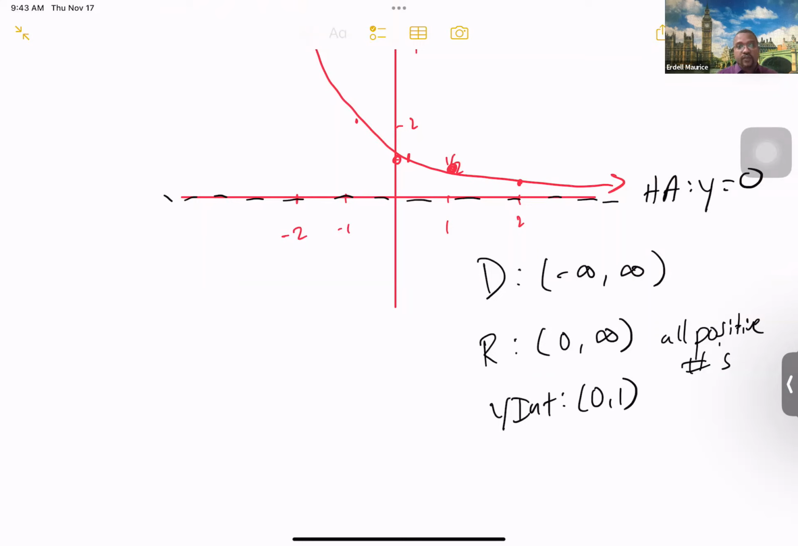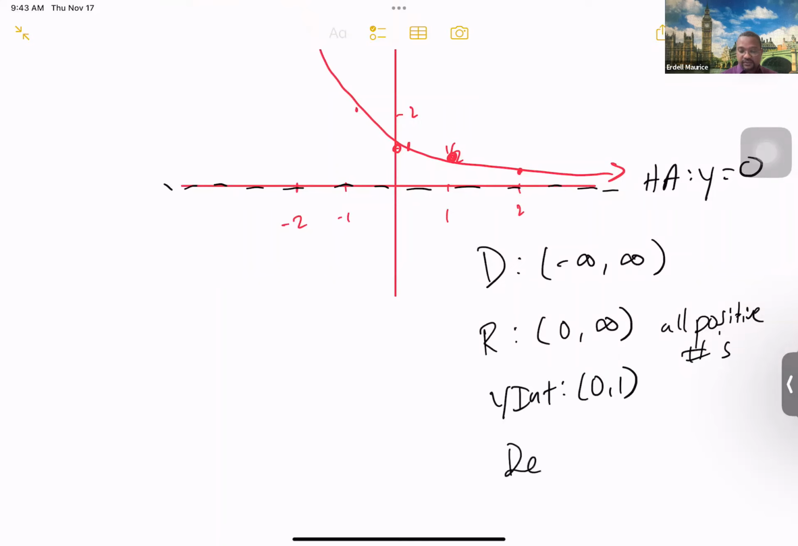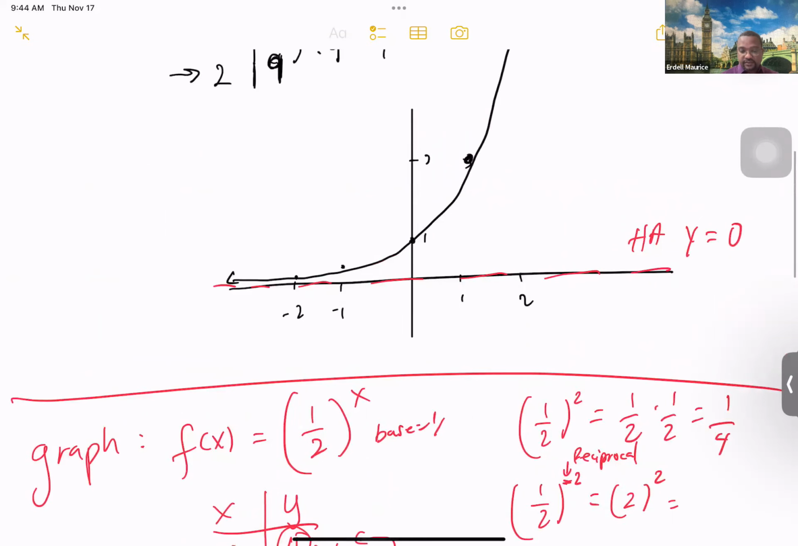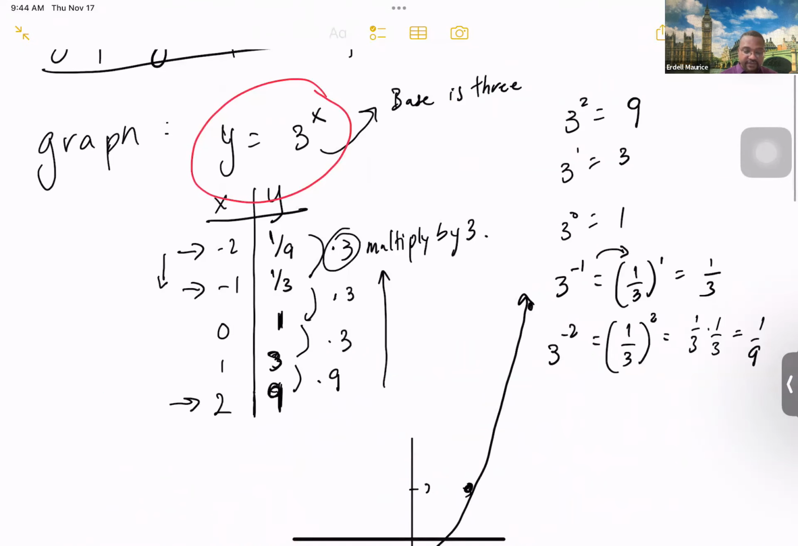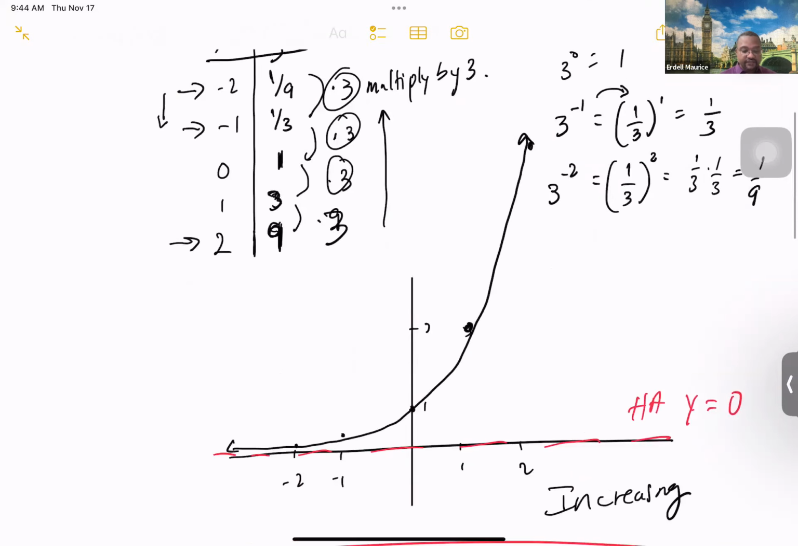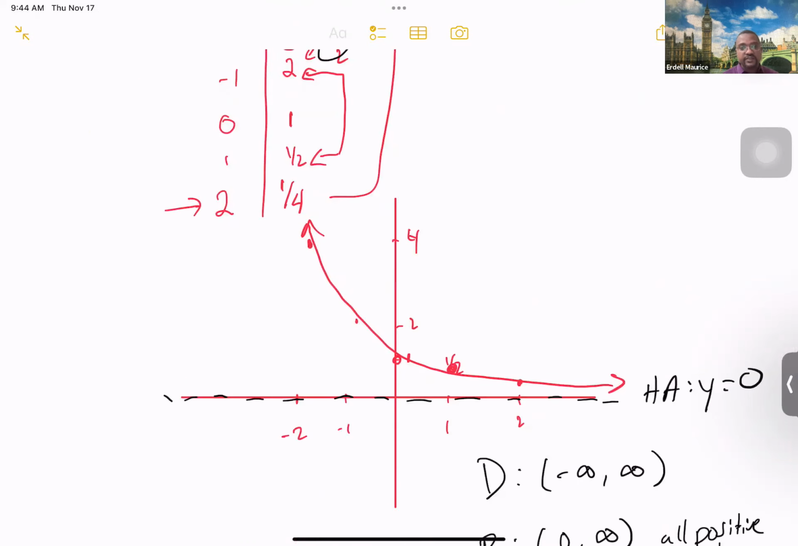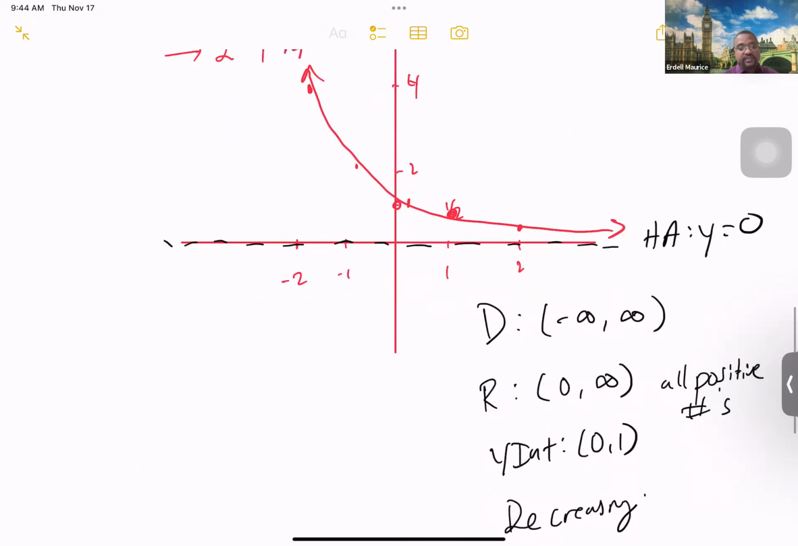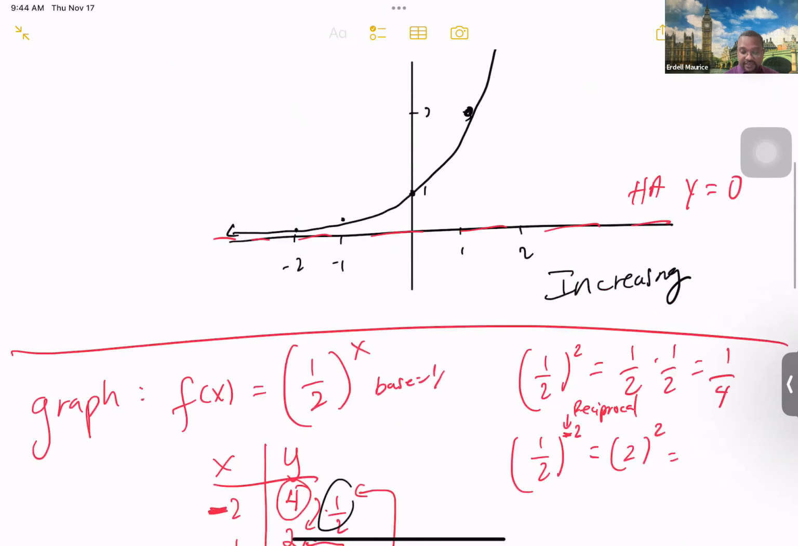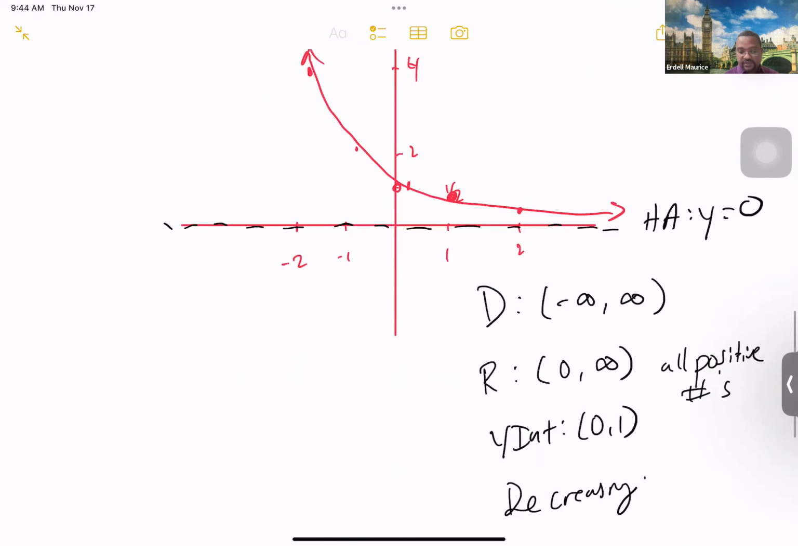And the only difference between the two graphs right here is that this one right here is decreasing, while this graph over here is increasing. If you think for a second, that should make sense. In this graph right here, I'm multiplying by 3. If I'm multiplying by 3, that means I'm getting larger every time. While in this graph right here, I'm multiplying by 1/2. If I'm multiplying by 1/2, I'm getting smaller every time. And so this graph is going to be the decreasing graph, while this graph is going to be the increasing graph.